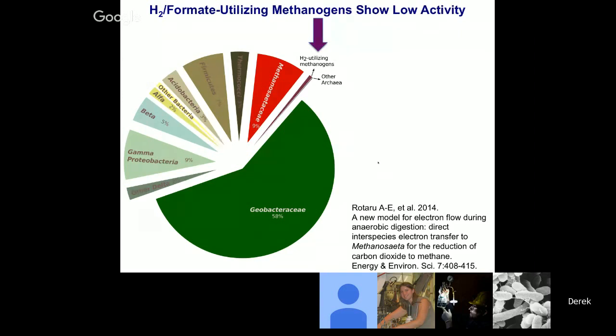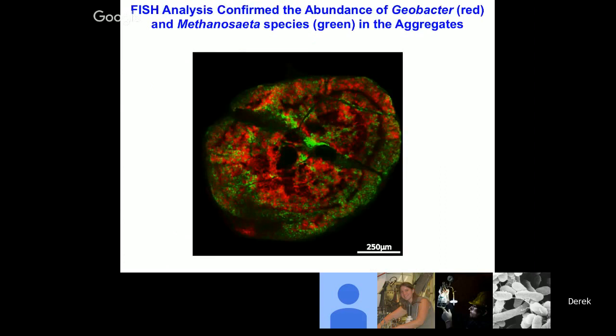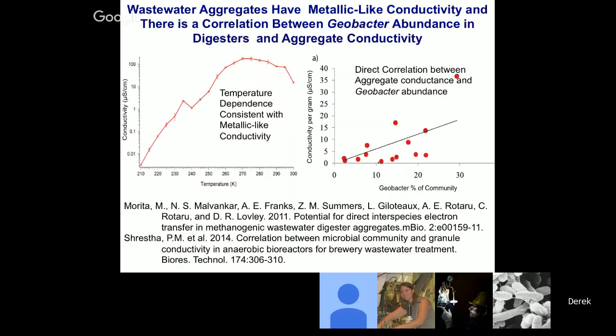It was very interesting that by abundance or transcriptomics, there were very few hydrogen-utilizing methanogens. This is surprising because if these anaerobic digesters go by the standard Bryant et al. model of interspecies hydrogen transfer, there should be a lot of hydrogen-utilizing methanogens to pull that hydrogen out of the system and keep the whole process going. But you could use FISH, for example, and other analysis to confirm that it was really Geobacter and Methanosaeta that were the big players in these aggregates.